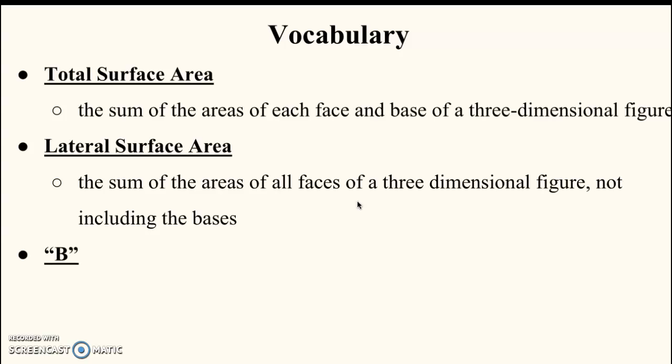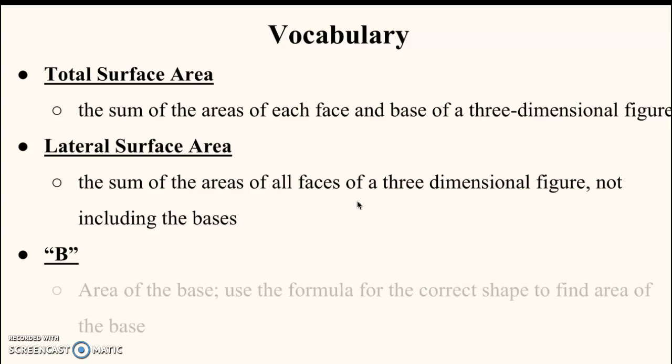Now, I want to reiterate something in terms of formulas, because when you do the volume, when you do the surface area, there's a formula I call the "big B." That's why it's in quotes. I want you to pay extra attention. The big B represents the area of the base. Use the formula for the correct shape to find the area of the base. So if the base is a triangle, then you'll do half base times height. If it is a square, you would do side squared. If it is a rectangle, you do length times width, those kinds of things, okay?